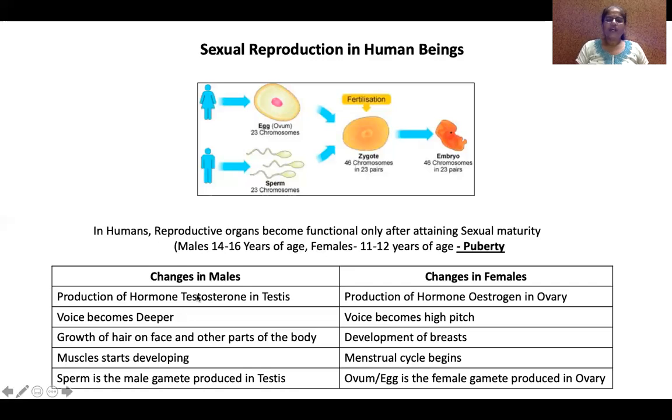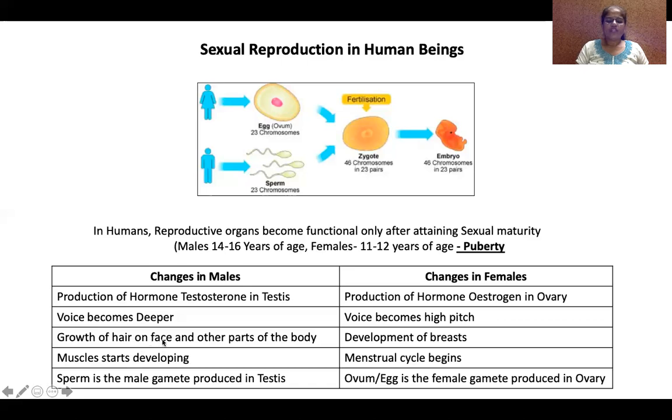In males, in the last chapter, we knew in the study of hormones that the testis, a male reproductive organ, produces a hormone called testosterone. Whereas the female reproductive organ, that is the ovary, secretes a hormone called estrogen. Due to testosterone secretion, the voice of the males becomes deeper, tough, and harsh, whereas for females, the voice becomes high pitched.